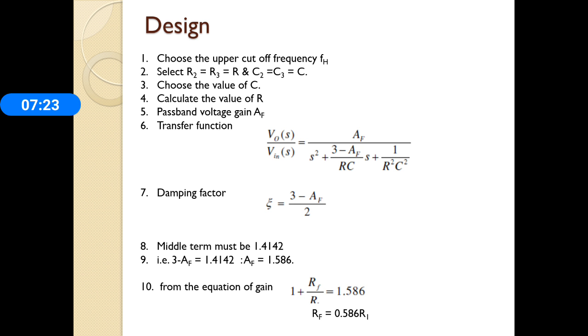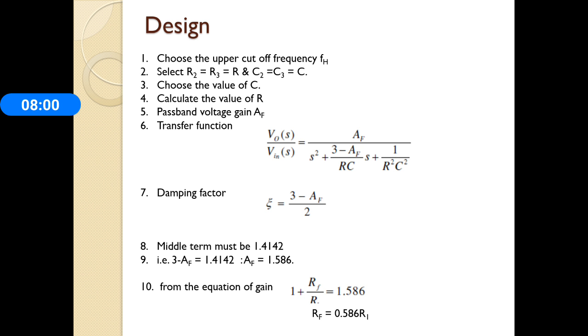Here the transfer function V0 of S upon V in of S is used to calculate the damping factor. Generally, to maintain the stability of an active filter, the gain must not be more than 3. So you can write AF equals 3 minus twice zeta. We can write zeta in terms of Q: zeta equals 1 upon twice Q. Therefore, AF equals 3 minus 1 upon Q.